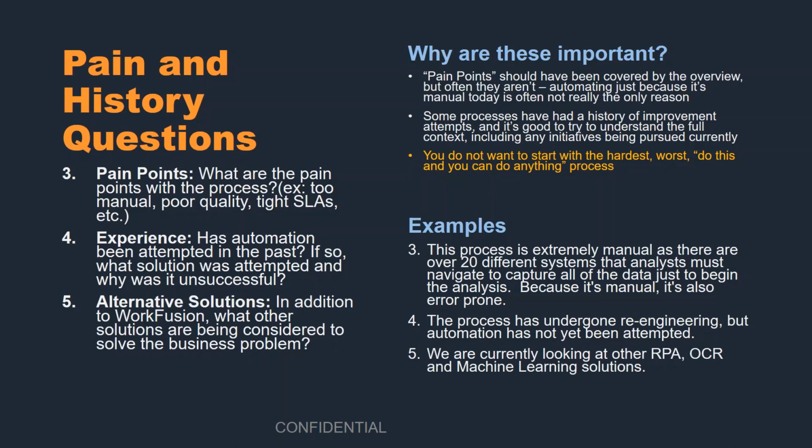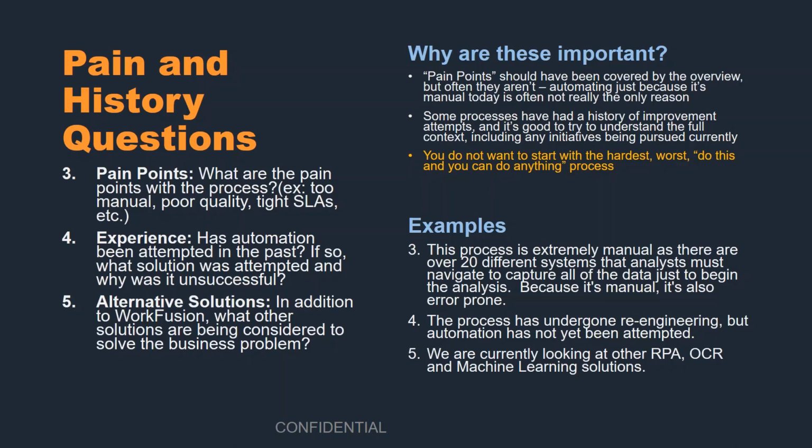And then experience and alternative solutions are useful as well. So has automation been tried in the past? Is it a document-based one where maybe they've tried OCR and OCR didn't work? Why didn't it work? What OCR did they try? What approach did they try? Those types of things can help make sure you don't go down the same path and end in the same results.